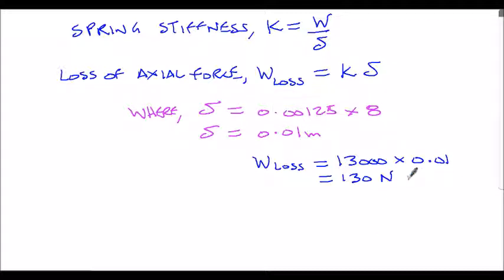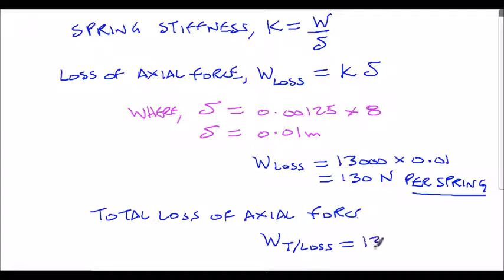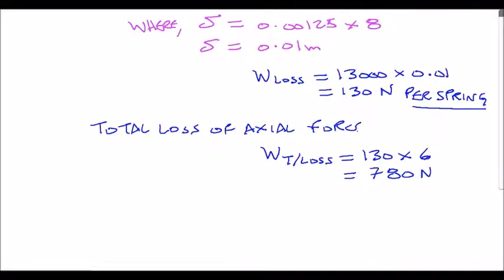But that's per spring, because we've done our calculation per spring, okay? And in this case, it said 6 springs, so we're going to multiply that by 6. So the total loss is simply going to be the 130 multiplied by the 6. So it's 780. We lose 780 newtons by the wear of each of the surfaces. That's our total loss of the actual force, axial force in this case.